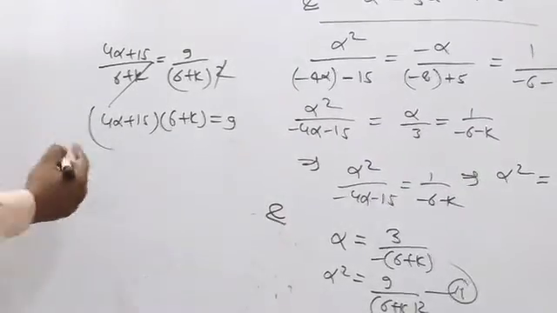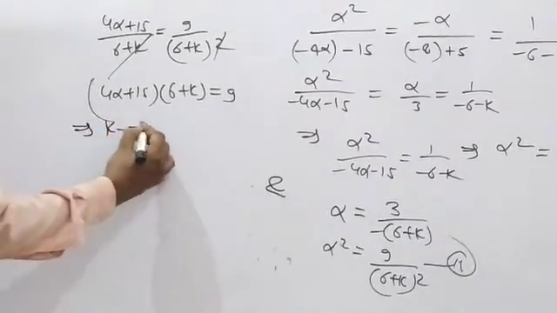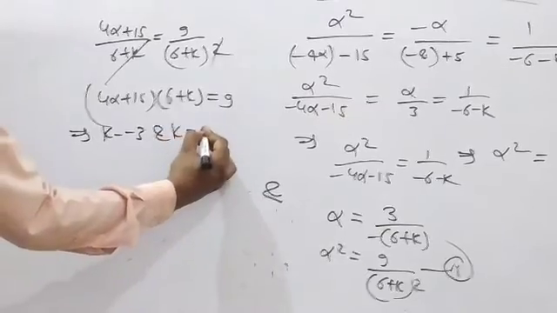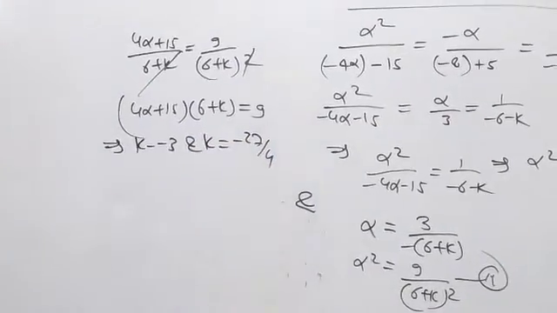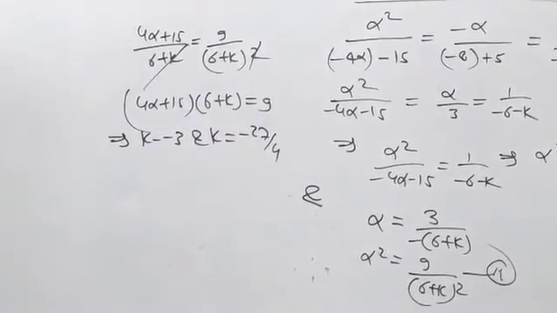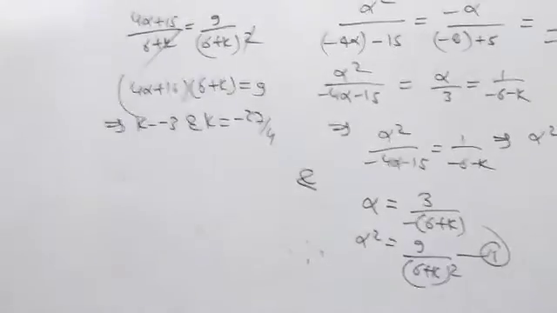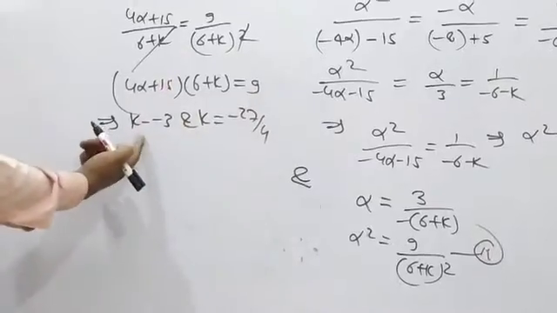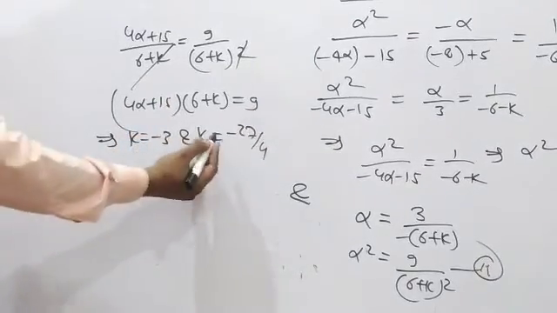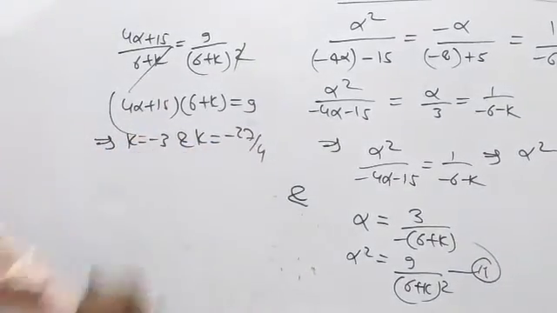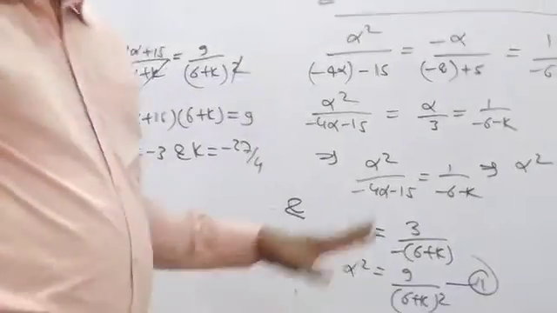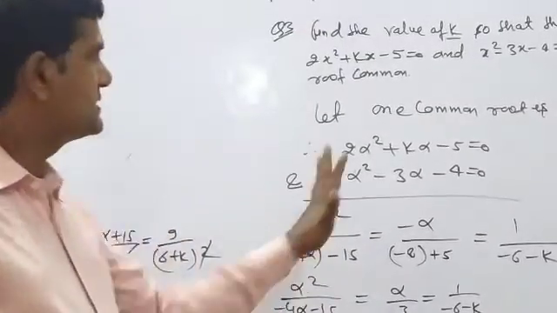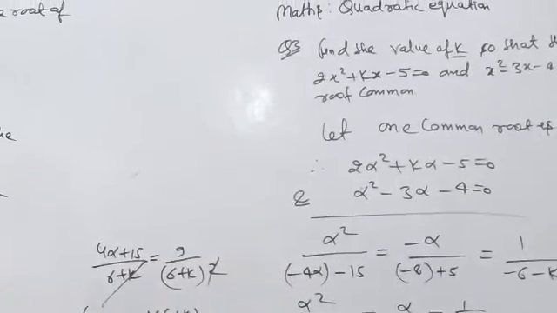Then k is equal to minus 3 and k is equal to minus 27 by 4 will come when we solve. Clear? After solving, a quadratic will come. The k is equal to minus 3 and k is equal to minus 27 by 4 will come. So this is the value, this is the answer, this is the condition for this question, and this is the value for k. Clear?